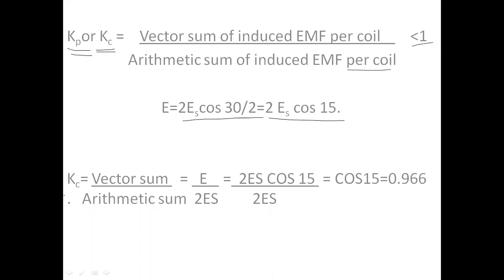That is equal to 2Es cos alpha by 2. Or I can write Kc is equal to vector sum by arithmetic sum. You have the formula: Kc or Kp is equal to the vector sum of induced EMF per coil by the arithmetic sum of induced EMF per coil. That is equal to, vector sum is E and arithmetic sum is 2Es. So we substitute the formula for E here: 2Es cos 15 divided by 2Es. 2Es gets cancelled. You are left with cos 15. So cos 15 value is 0.96. If you observe this, this is always less than 1.